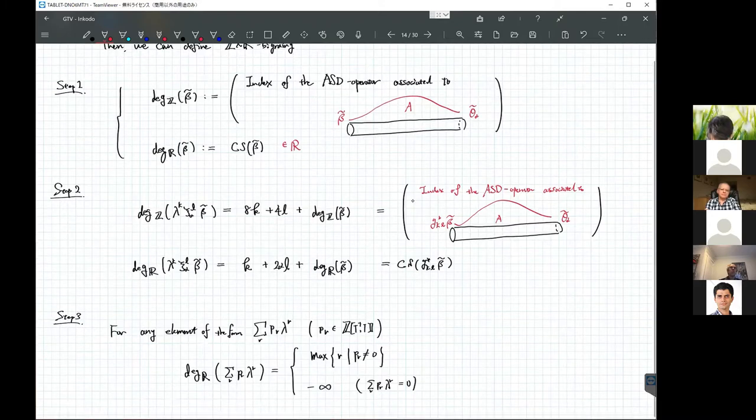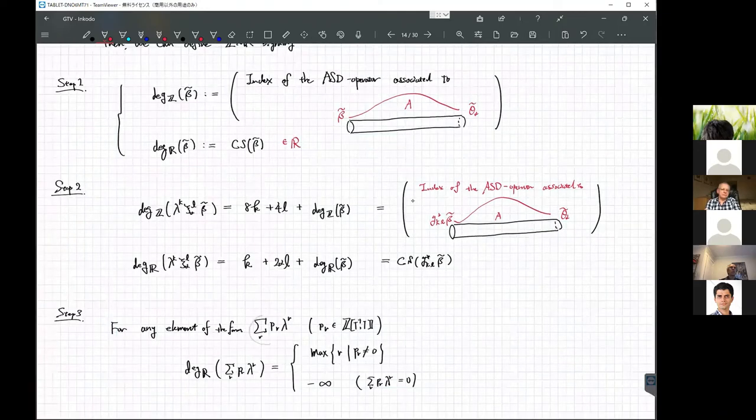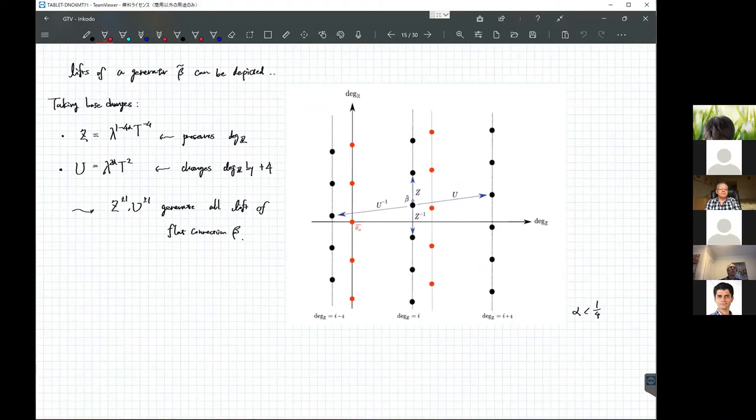And the R grading extends to any element of this form. For such an element, it is defined as this, so this measures the top term of the formal power series. And for the zero element, we define the R grading to be minus infinity. So in summary, the lifts of the generator beta tilde can be depicted as this.